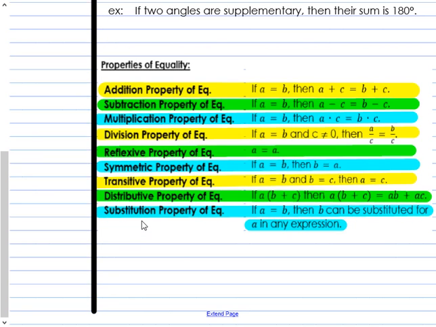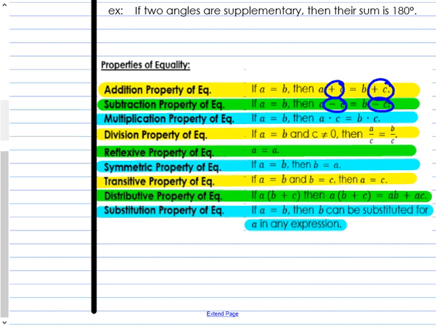So here are some properties of equalities, and these are pretty logical. The addition property of equality says that if A equals B, then A plus C equals B plus C. I can add C to both sides, and those two sides of the equation stay the same. The subtraction property of equality is the same thing, but I can subtract C from both sides. I'm subtracting the same thing from both sides, and the two sides of the equation stay the same. Notice subtraction property means you are subtracting.